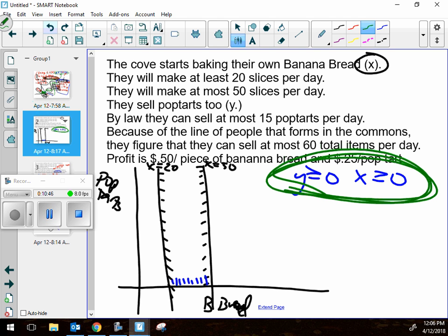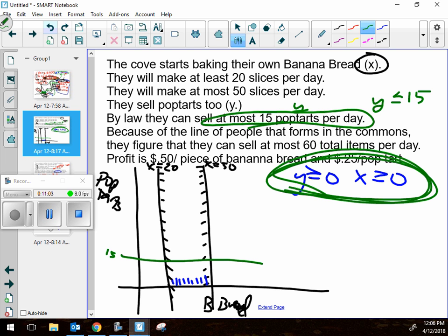All right, next, we had to have this equation that said that they will make at most 15 Pop-Tarts. Well, Pop-Tarts are y. At most 15. Y has to be less than or equal to 15. So then there's a line that goes across here wherever you said 15 was, and it had to be under that.